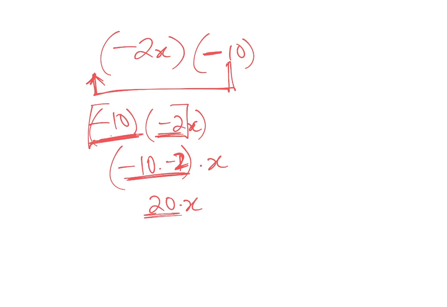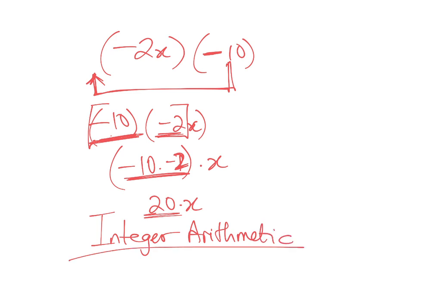A negative times a negative is a positive. That's important to remember with integer arithmetic. A negative times a negative is a positive. A negative times a positive is a negative. So that's how we get 20x here.